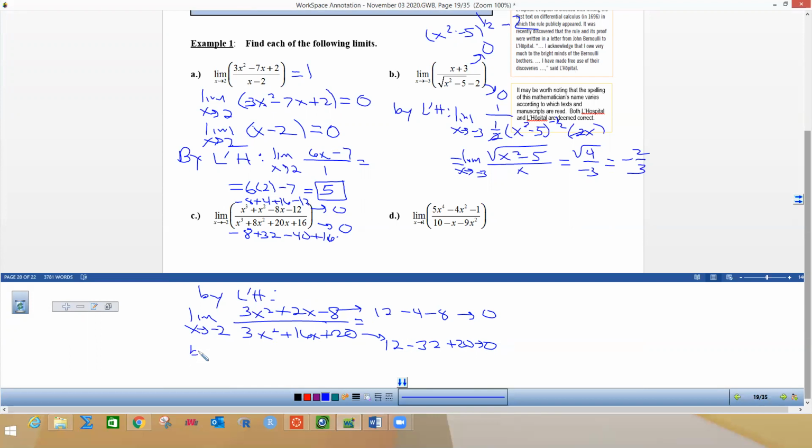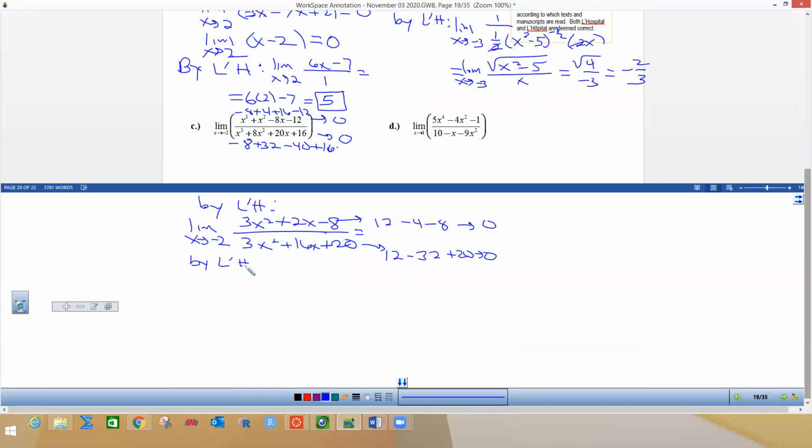So then I would say, by L'Hopital again, I can do the same rule because they both go to one of the indeterminates, 0 over 0. So then I do the derivative of that again. You can keep doing this until you get to an answer. So this would be 6x plus 2 on top, and on the bottom would be 6x plus 16. And then we plug in the numbers, and we're going to get 6 times -2 plus 2.